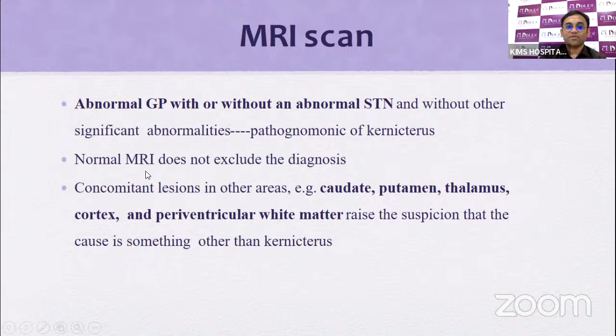Sometimes the babies can have a normal MRI, and it may not exclude the diagnosis of bilirubin induced neurological dysfunction. If any other areas like the caudate, putamen, thalamus, cortex, and the periventricular white matter are involved, then the chances of bilirubin induced neurological dysfunction are much less, and the cause of the neurological dysfunction might be other factors rather than kernicterus.